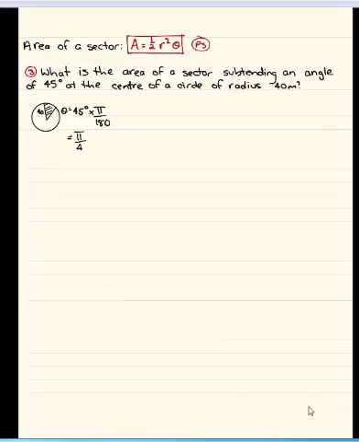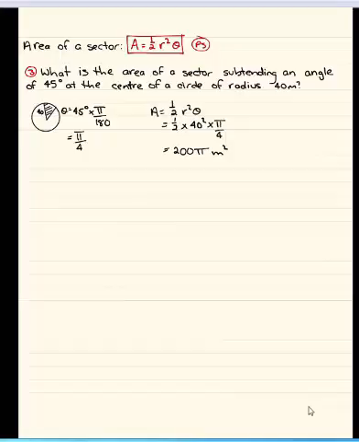Okay, so then we're just substituting into our formula. So area is half r squared theta, which is a half times our radius is 40 squared and our theta is pi over 4. So then you're going to simplify all that. You just do the numbers part of it. Half times 40 squared over 4, you end up with 200 pi. Then we're talking about area, and it's in meters, so this is meters squared.